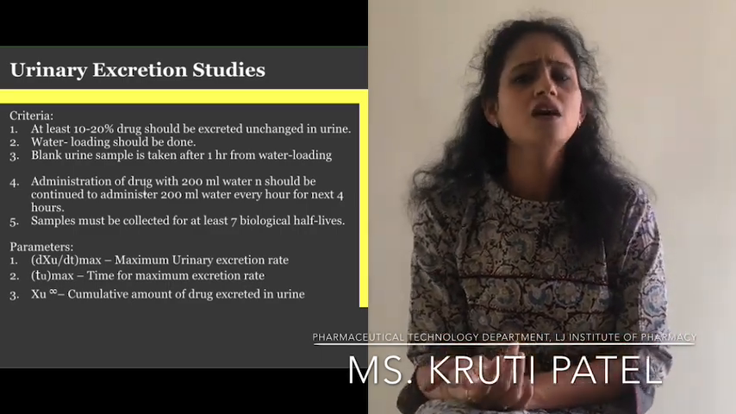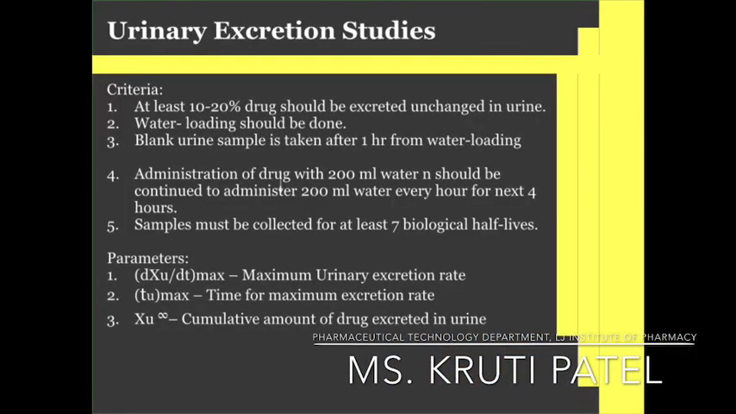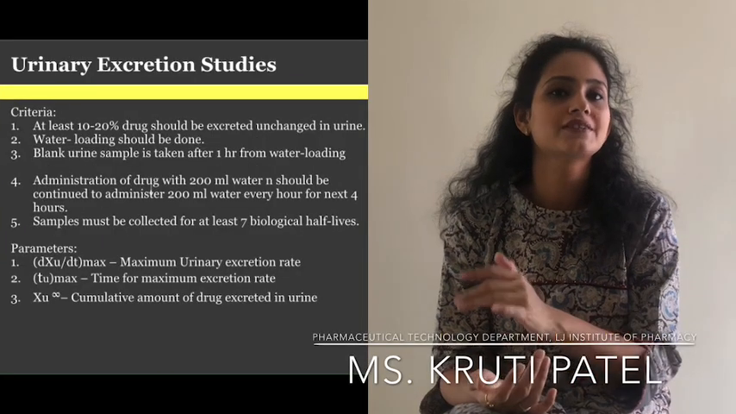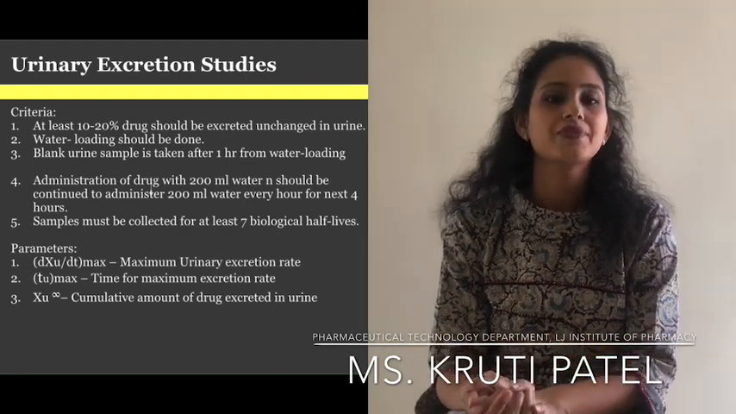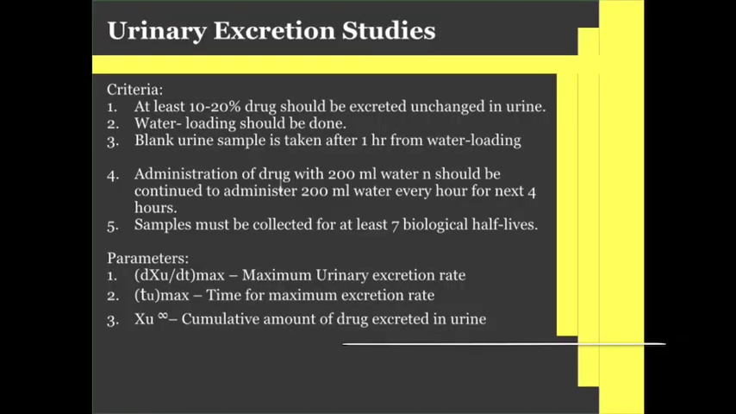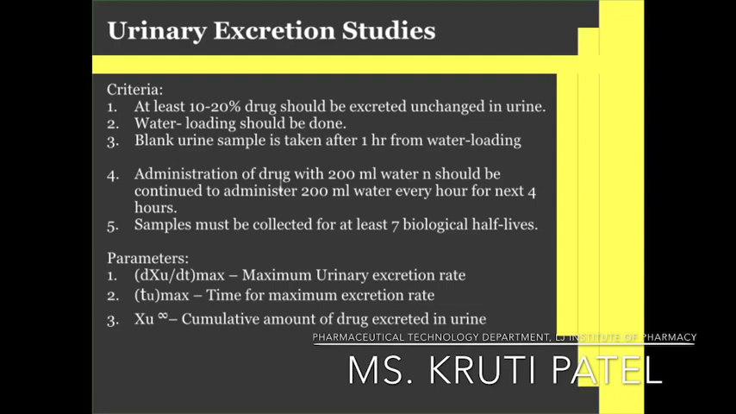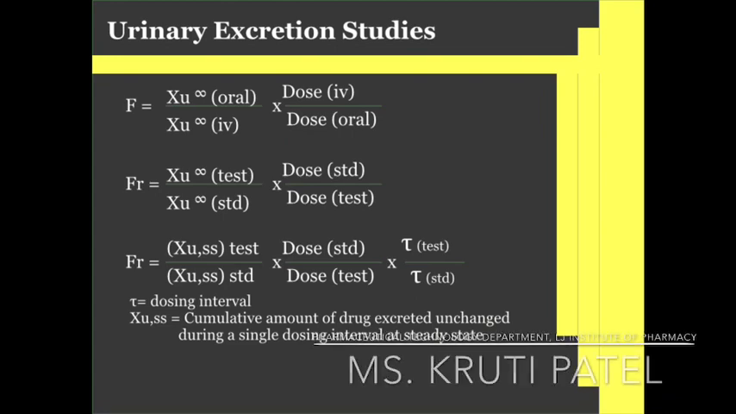The important thing is, this has to be continued for a minimum of 7 biological half-lives. Only then can you have a proper idea of how the urinary excretion study works, or what the bioavailability of your drug is. The important parameters for urinary excretion studies are dxu by dt max, which is equivalent to C max, then Tu max, which is equivalent to T max in plasma concentration time studies, and xu infinite, which is equivalent to AUC in the plasma concentration time profile. So that was all about urinary excretion studies.